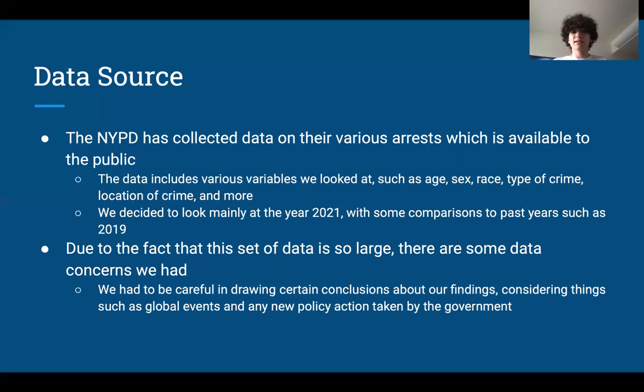Due to the fact that the data set is so large, there are some data concerns we had, and we had to take into account certain things like global events and policy action when drawing conclusions because these data points span so far apart.